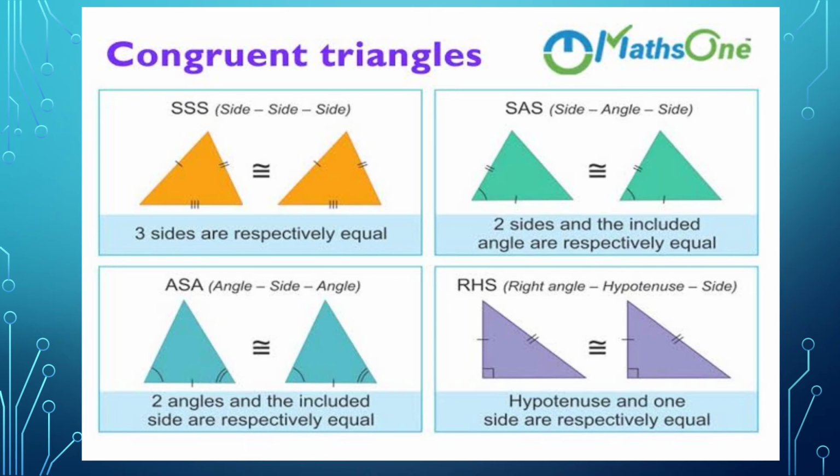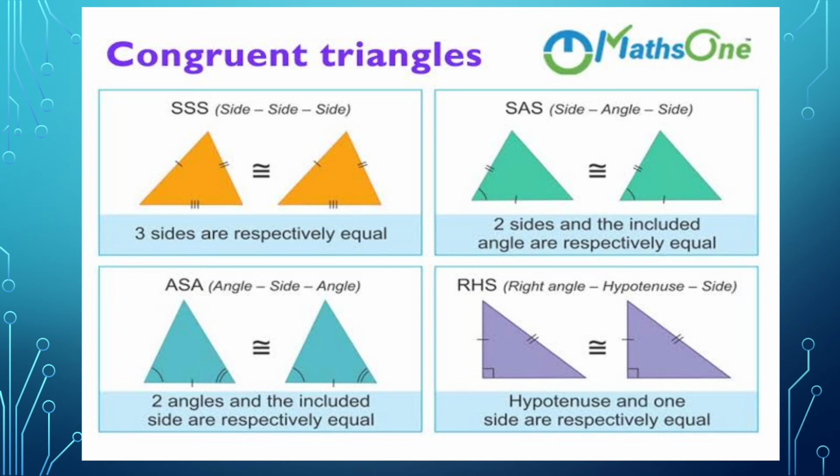SAS means side angle side. Side angle side means two sides and the included angle are respectively equal. So two sides should be equal, and one angle should be equal. And the next thing is ASA, which means angle side angle.